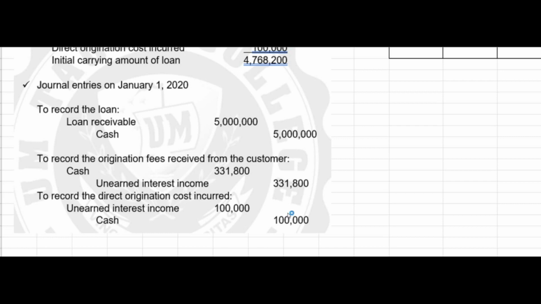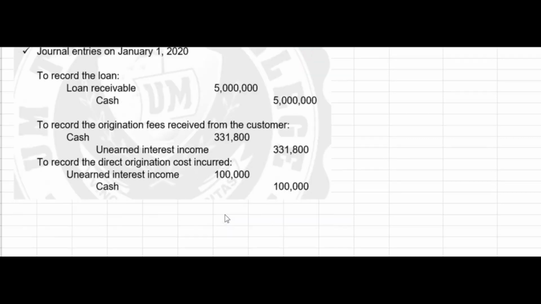Kung titingnan natin, yung net amount ng unearned interest income ay 331,800 minus 100,000. So you have a total of 231,800 unearned interest income. So say for example, you'll be asked, magkano ang initial carrying amount or initial measurement of this loan? So for presentation, you'll have your principal amounting to 5 million.